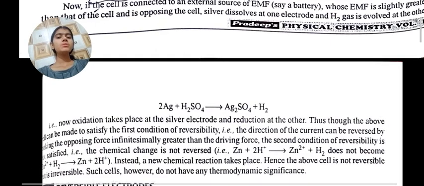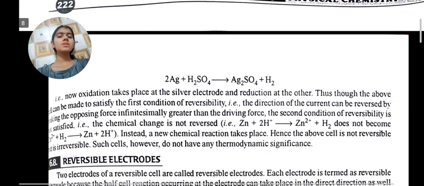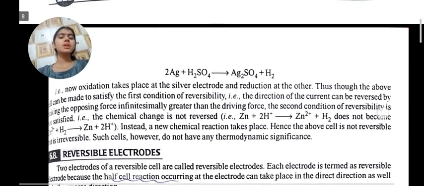can be made to satisfy the first condition of reversibility, that is, the direction of the current can be reversed by taking the opposing force infinitesimally greater than the driving force, the second condition of reversibility is not satisfied, that is, the chemical change is not reversed. Instead, a new chemical reaction takes place, hence the above cell is not reversible and is irreversible. Such cells, however, do not have any thermodynamic significance.